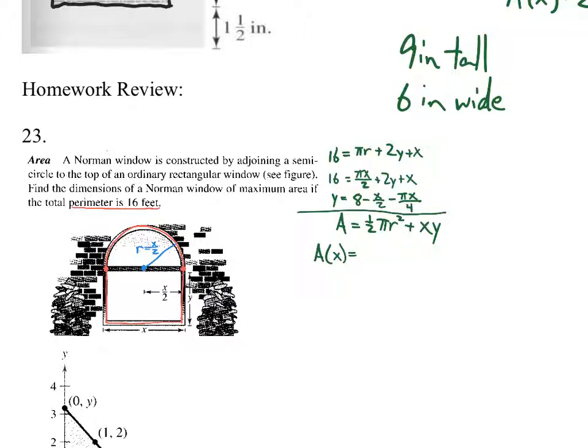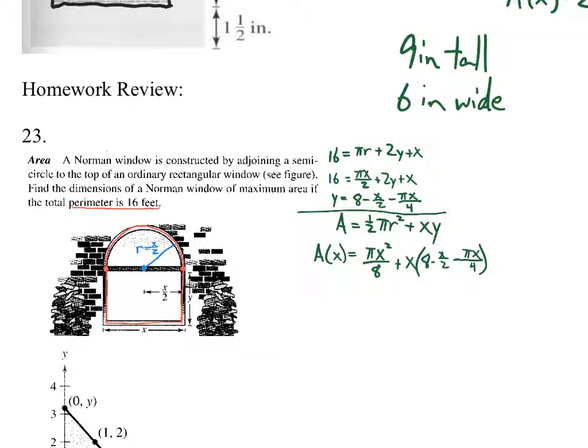So now we have something to plug in for r and for y. So down here in my area, now r squared is x squared over 4. So 1/2 is going to be pi x squared over 8, plus x times the y we just found: 8 minus x over 2 minus pi x over 4.